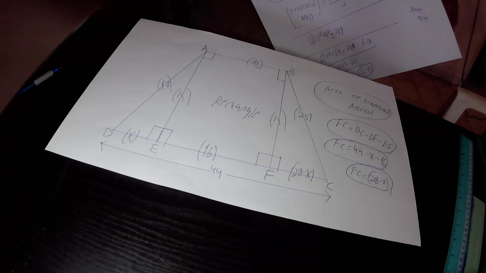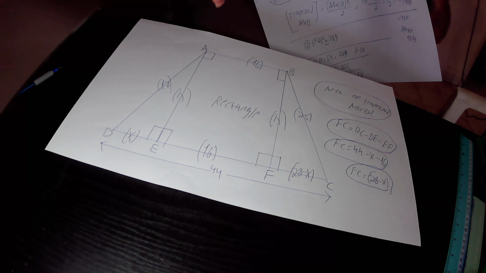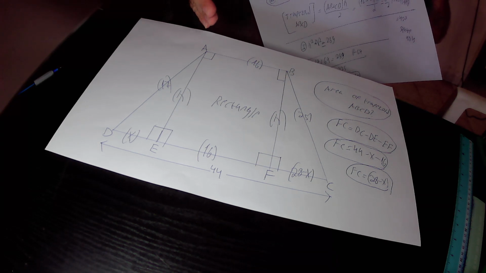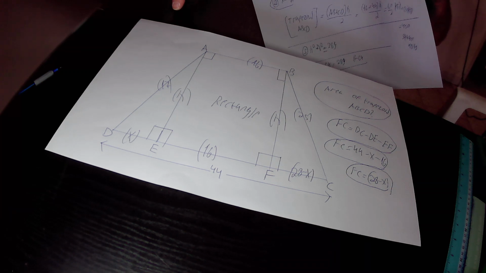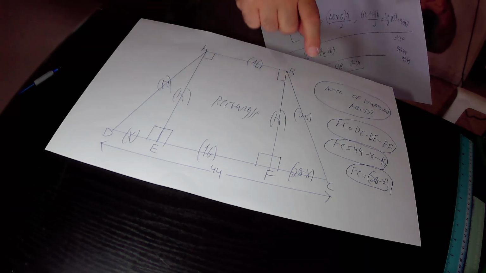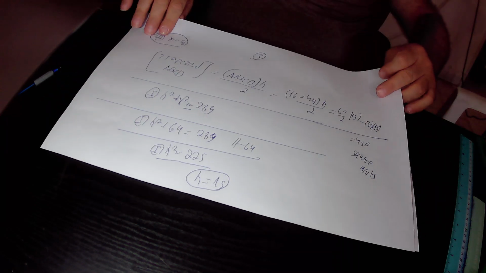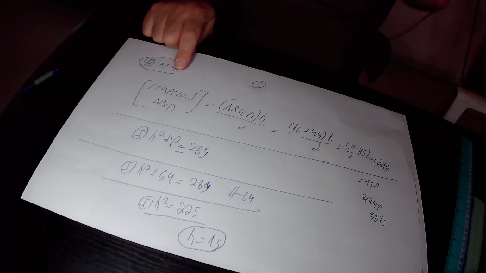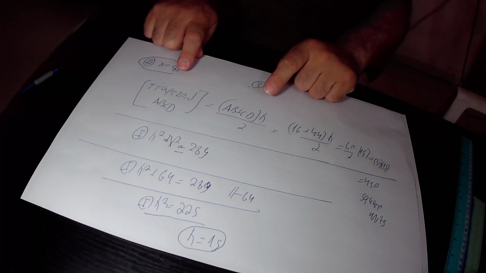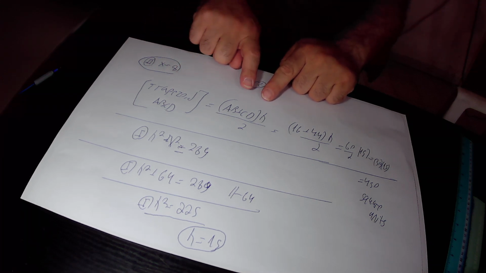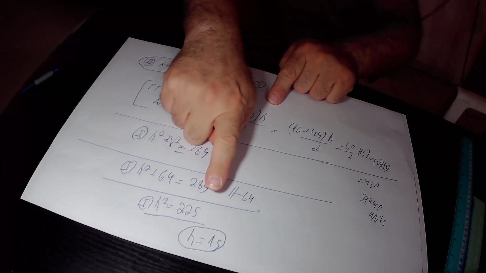trapezoid ABCD. The area of this trapezoid ABCD equals the sum of its two parallel bases, that is AB plus DC, times the height H, over 2. And we have already found that H equals 15.